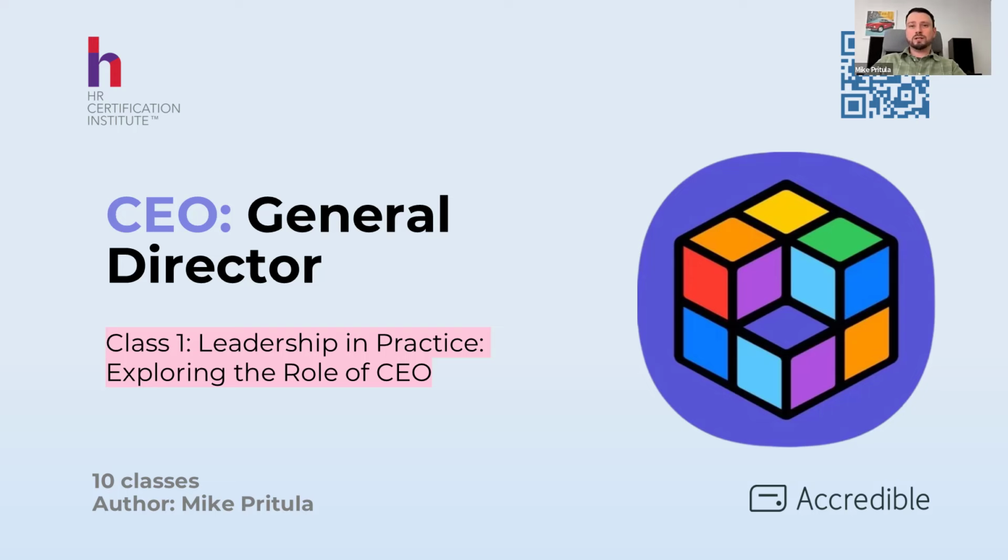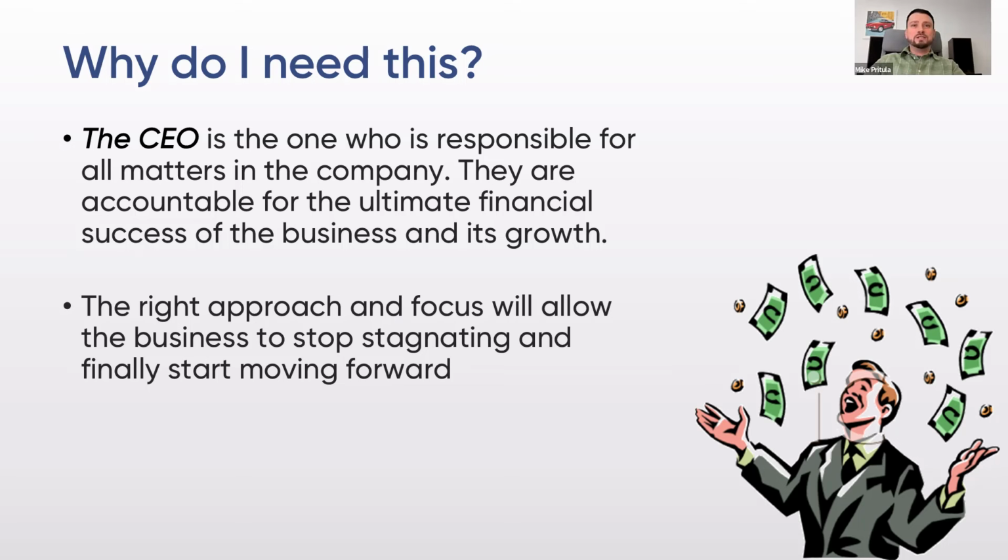Why is it necessary to take a course for Chief Executive Officers? First, the Chief Executive Officer, who is in charge of all aspects of the company, is responsible for the ultimate financial success of the business and its growth. The right approach and focus will allow the business to stop stagnating and finally start moving forward. In other words, the development of the Chief Executive Officer is, quite literally, the development of the business. Therefore, I believe that one of the best investments for company shareholders is in the education of Chief Executive Officers.